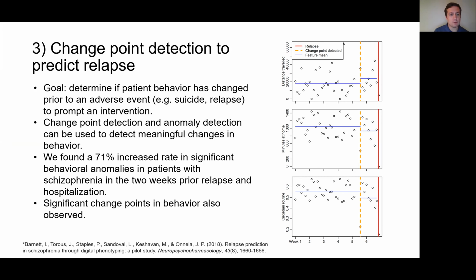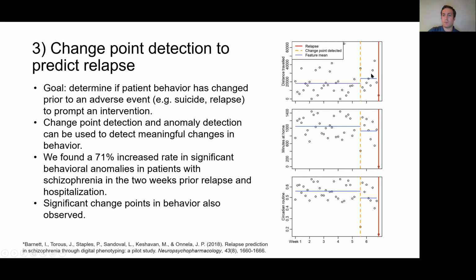And what we actually found was that there was a 71% increase in the rate of significant behavioral anomalies in patients with schizophrenia in the 2 weeks prior to hospitalization and relapse compared to when things were normal. So much higher rate of anomalies. Furthermore, we also went back and looked at some of these patients that were hospitalized, and we wanted to see, looking only at their smartphone data collected pre-hospitalization, could we have anticipated this? Could we have seen this coming using only passively collected data? And the answer was actually yes.